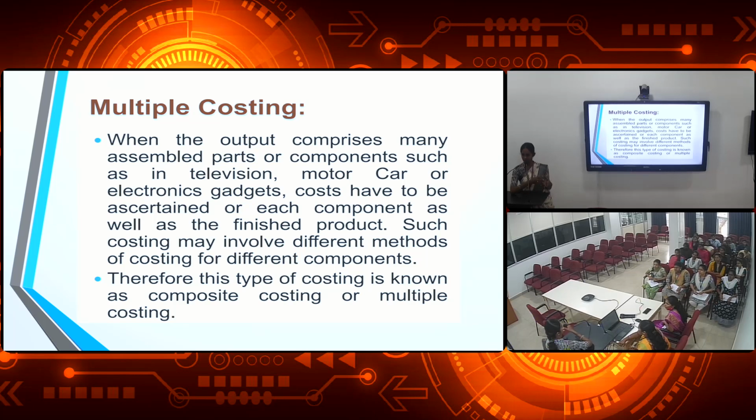For assembling, people are involved. For assembling, machinery is involved. For assembling, electricity is involved. Everything is involved. So we will be assigning cost for every product which is outsourced, and also for assembling we are giving a particular cost. We have to combine both costs and keep the profit level, and only then can we ascertain the cost for that particular product. That is called multiple costing. Therefore, this type of costing is known as composite costing or multiple costing. Composite means a bigger thing.